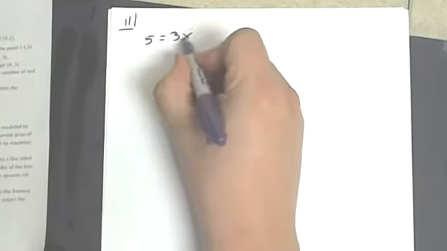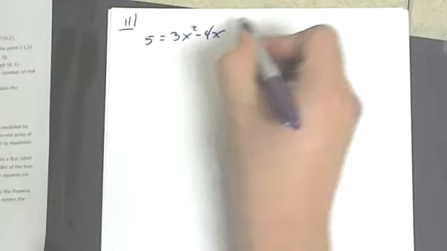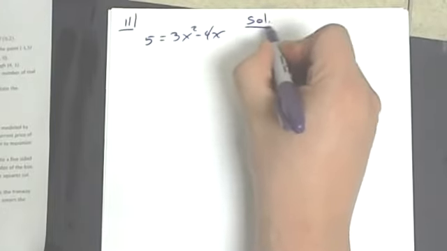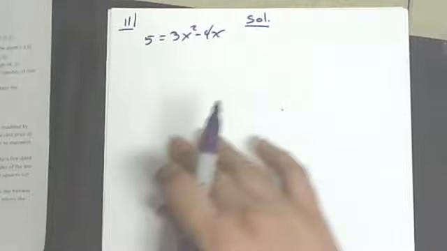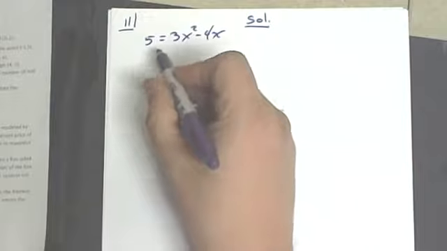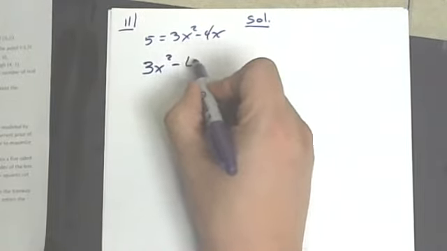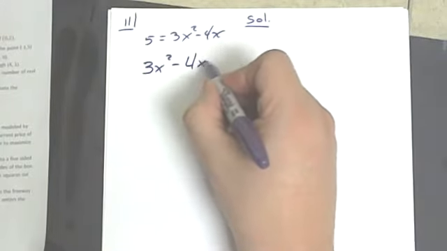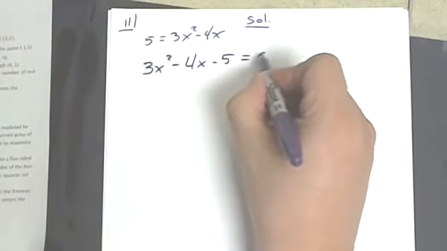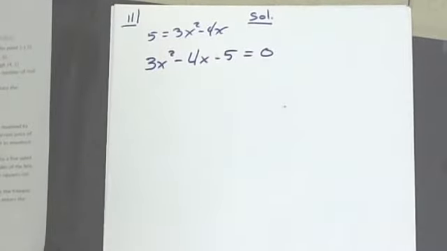5 equals 3x squared minus 4x, and we're asked to solve. Hey, we're finally asked to solve something. So it's a quadratic. Generally, when we want to solve quadratics or any higher order polynomial, anything higher than linear, setting it equal to 0 is usually one of our first steps. So I'm going to subtract that 5 from both sides and move things around so I can get it all equal to 0.